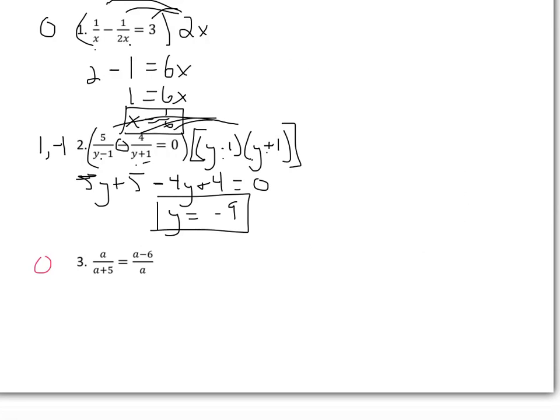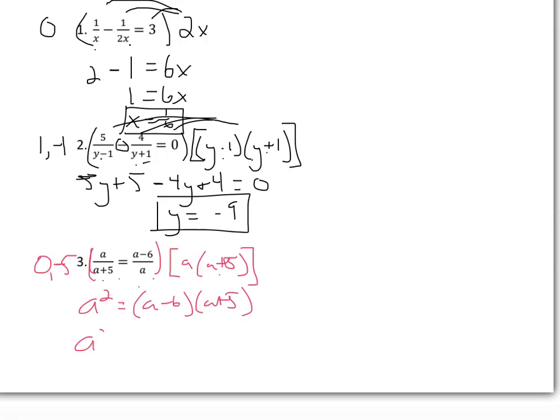Last one here. We have to keep in mind 0 and -5, those are the two numbers for which a would blow up the equation. And multiply everything by the common denominator, a times a plus 5. Remember, the way we find the common denominator is by finding all the factors and multiplying them together. When you multiply the first one by a times a plus 5, the a plus 5s cancel each other out, and we're just left with a squared. For the second one, the a cancels out, and we're left with minus 6 times a plus 5.